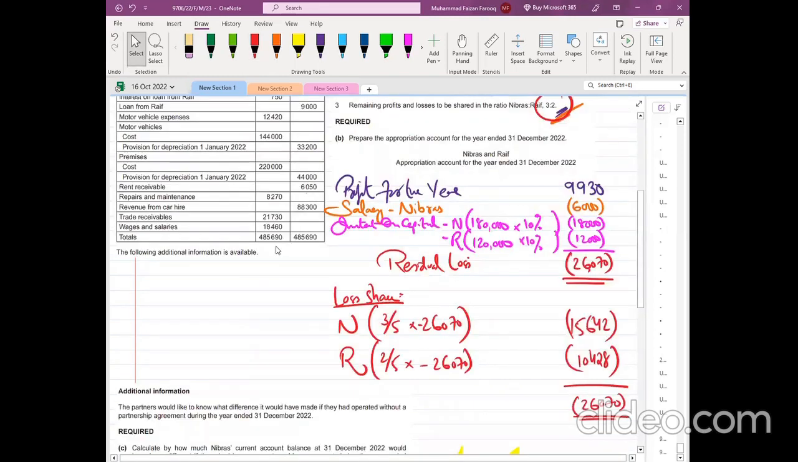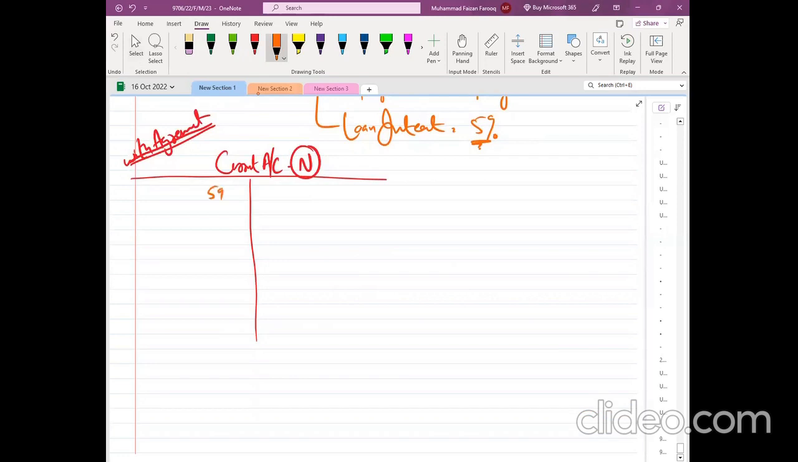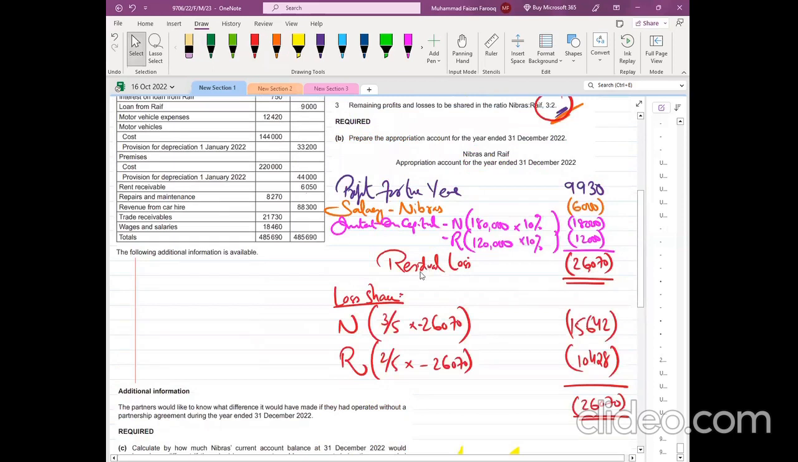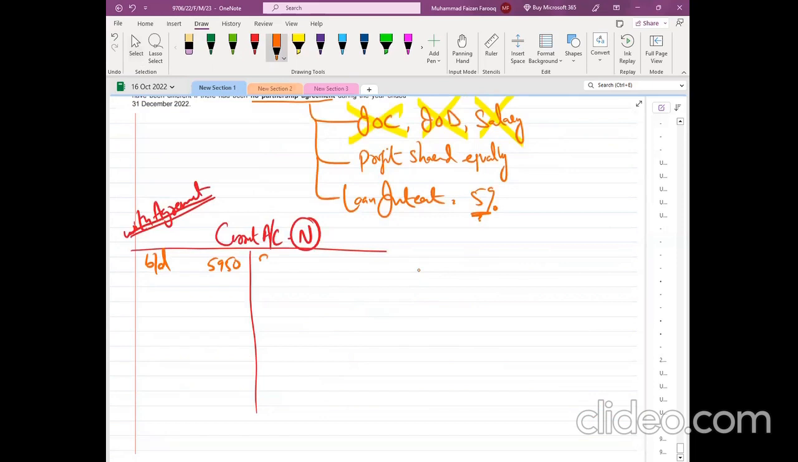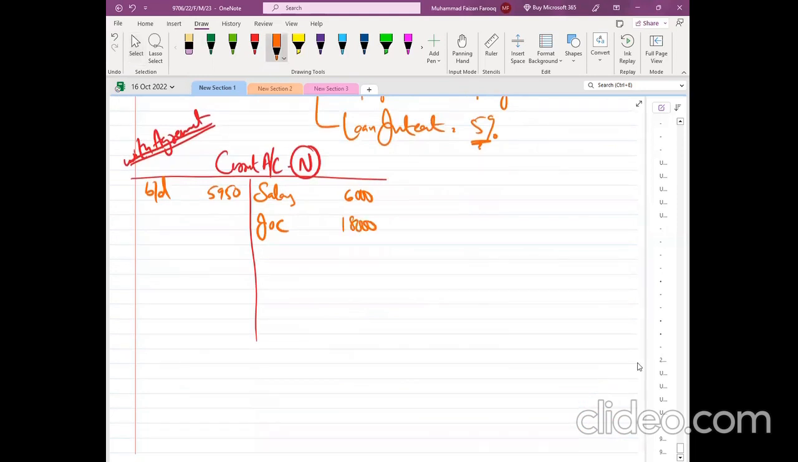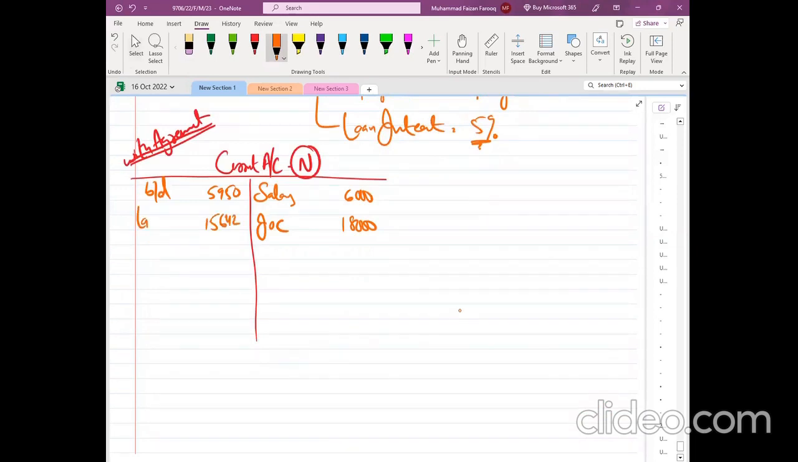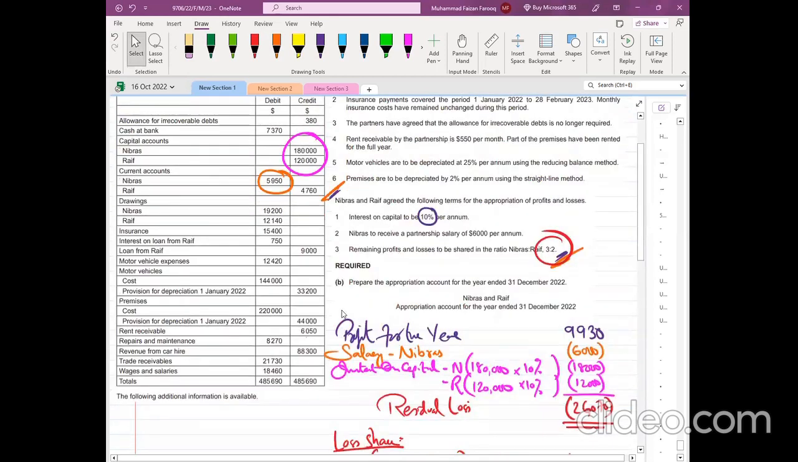First of all, the BD balance. Search the BD balance of the current account of Nibras. On the debit side, 5950. Am I right? 5950 on the debit side. Now this apportionment. Nibras is getting salary, so salary is coming here. Interest on capital will also come here. How much? Interest on capital 18,000. Then loss share, 15642. What else? Drawings on the debit side. How much drawings? We need to search. Drawings, 19,200.